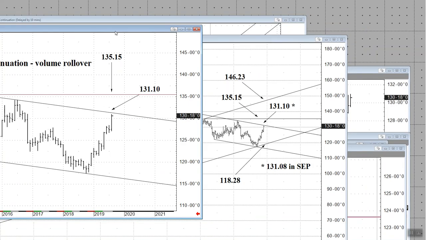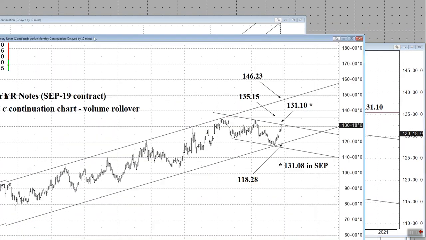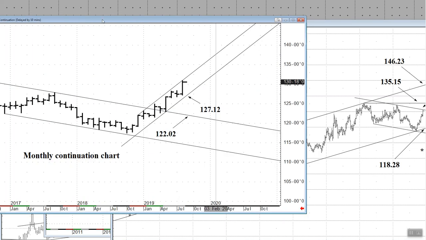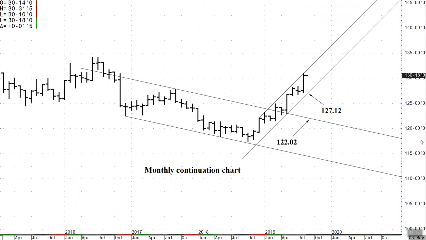Let me give you some of those levels. Let me take a look here. I'm moving around just a bit. There it is. All right. This is just plain, simple channel structure. Right now, we're not going to test that between now and the end of August. But in September, this ascending channel structure is at, bear with me here, 127.12. That is your support in the month of September.